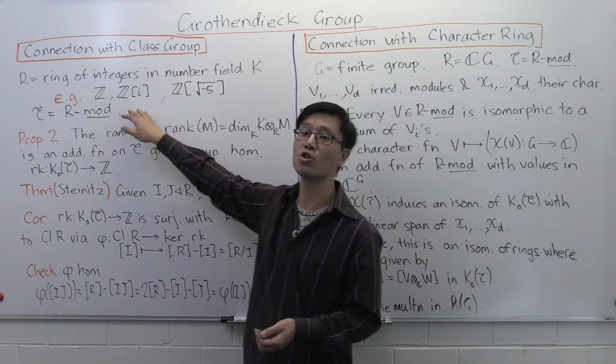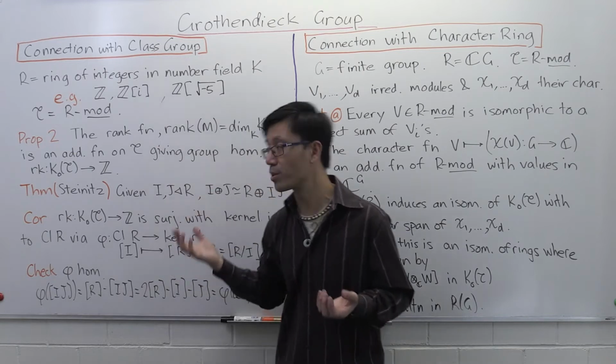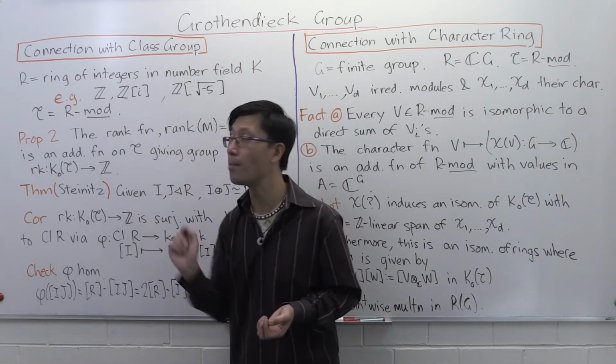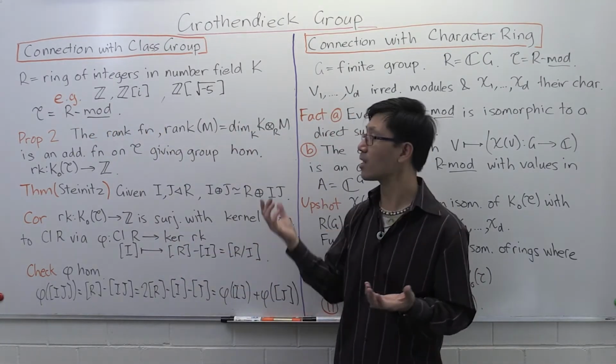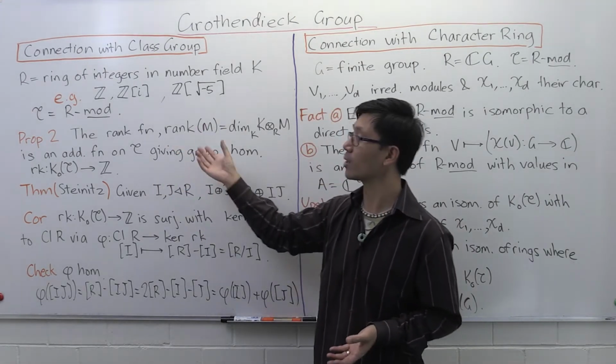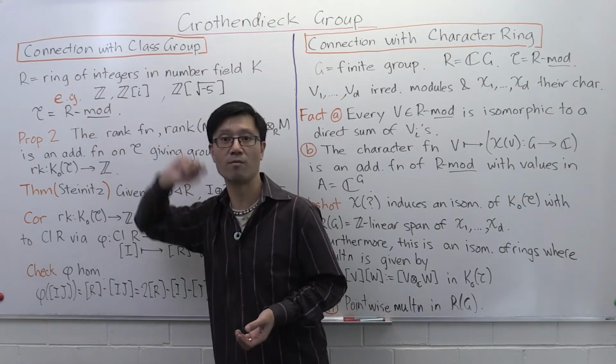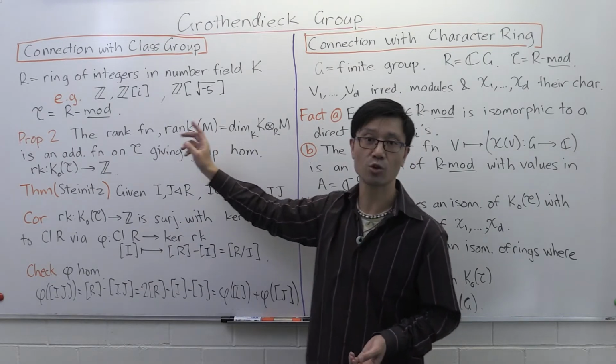Okay, C as usual would just be our category with exact sequences of finitely generated R modules. And the first thing that I want to do is to give an additive function so that we can get a bit of a grip of K0 of this C. Okay, so the first one is called the rank function.